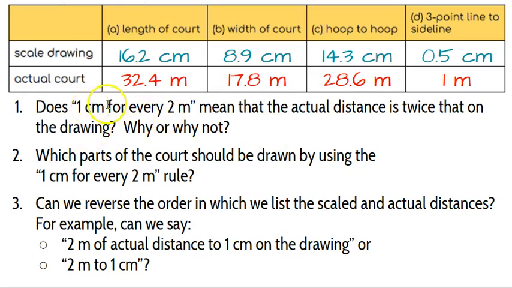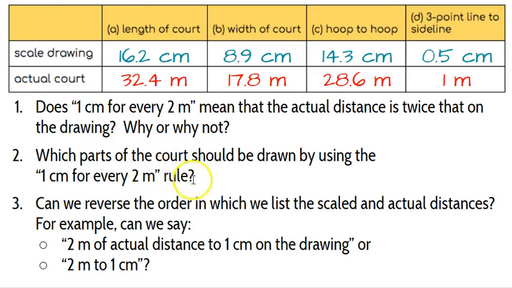Well, you can kind of think of it two ways, right? You could say yes, because if you look just at the numbers, we've got 16 and 2 tenths, and if you double that, that gets you the 32 and 4 tenths. What makes that a little bit tricky is that the actual distance is twice what the drawing is. Well, the drawing is in centimeters. Is a centimeter and a meter the same? No.